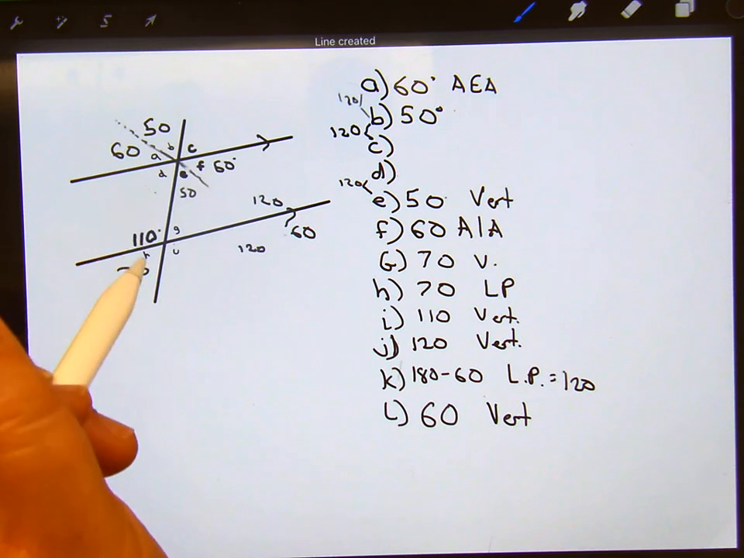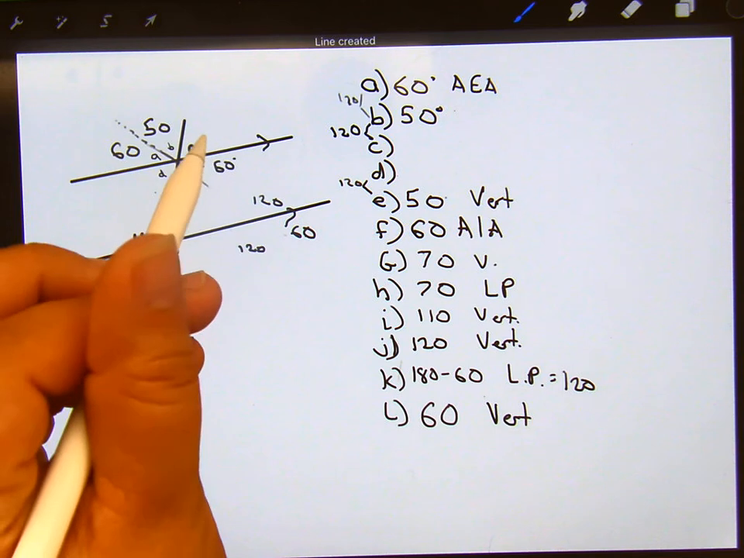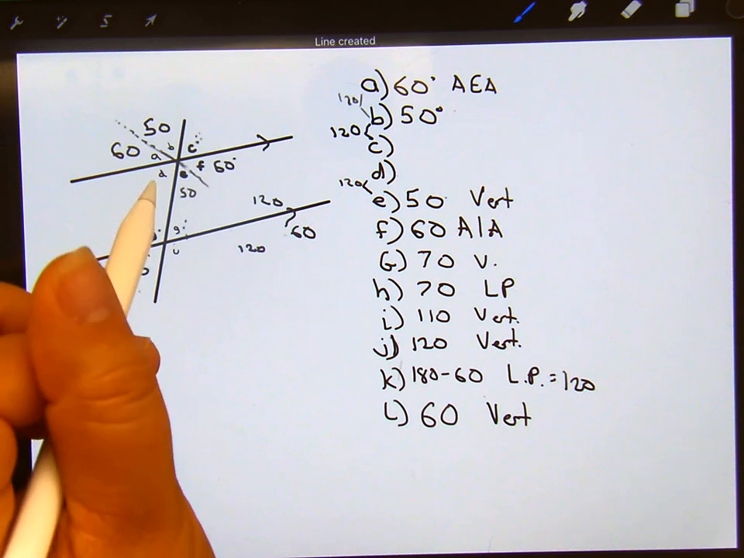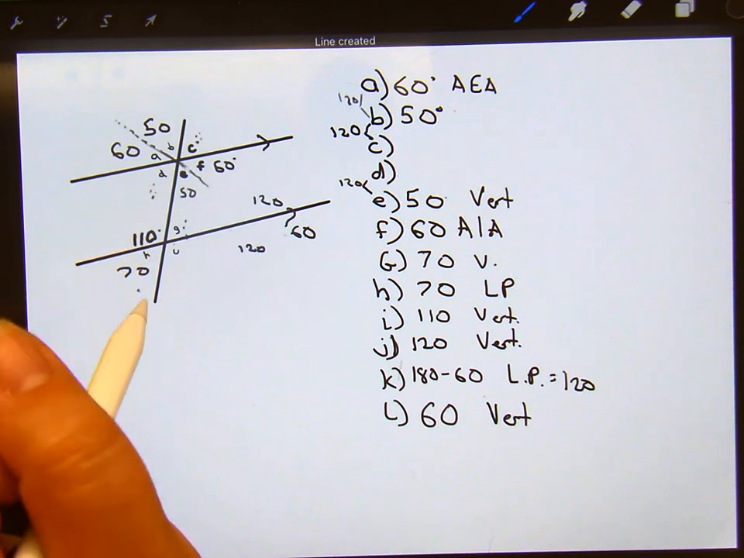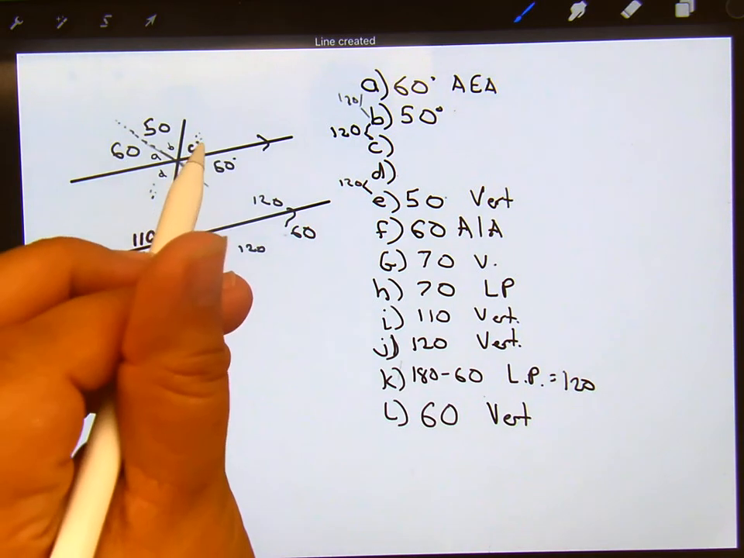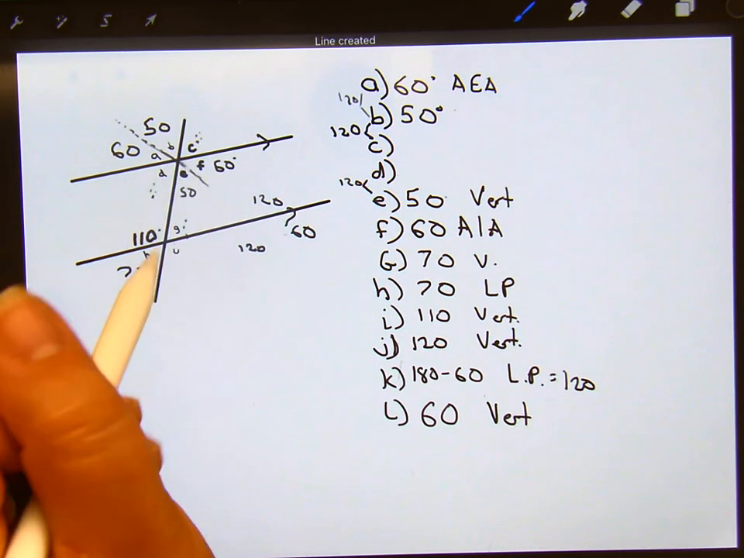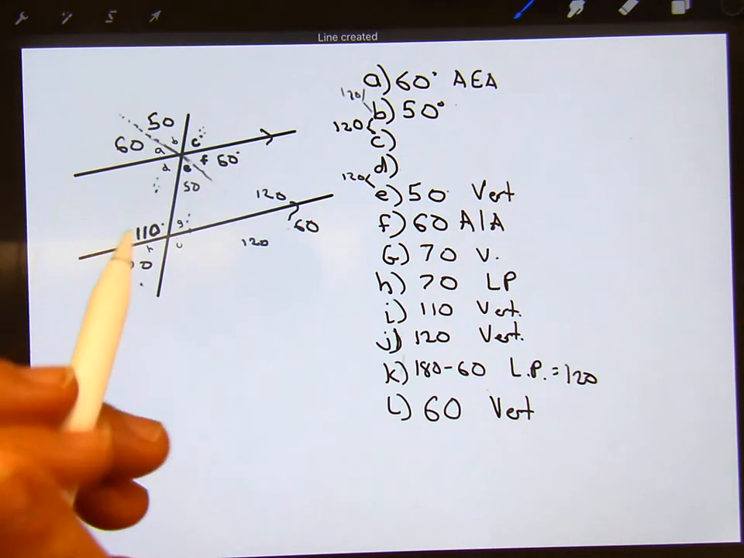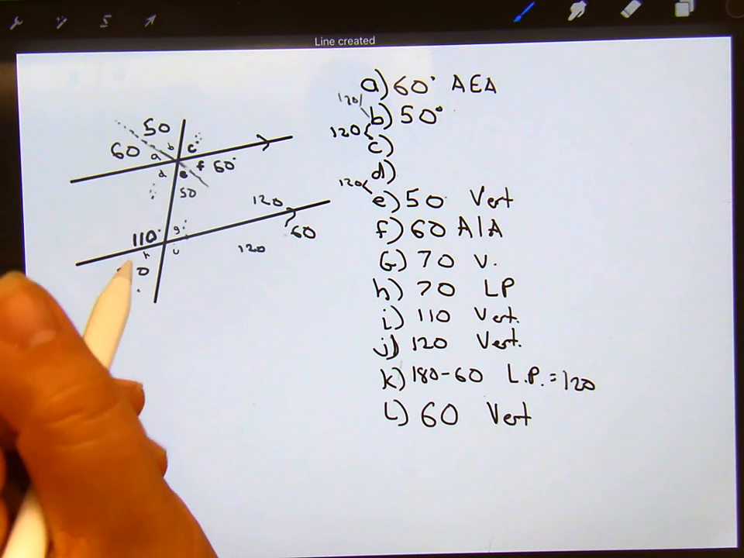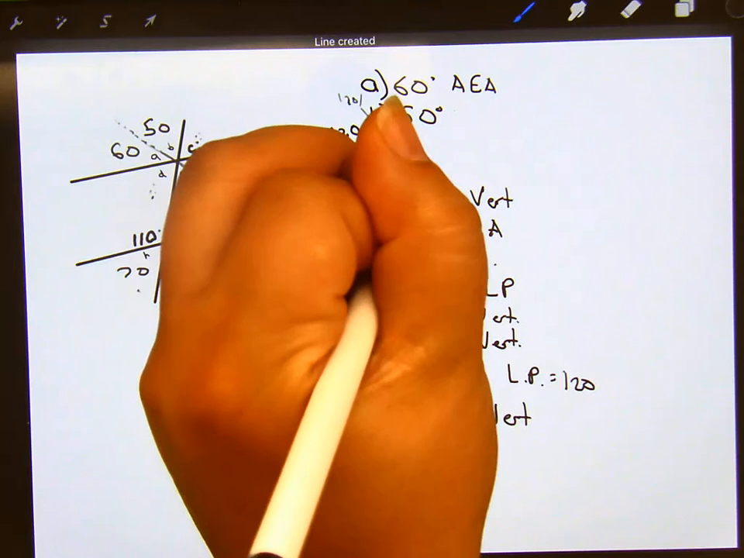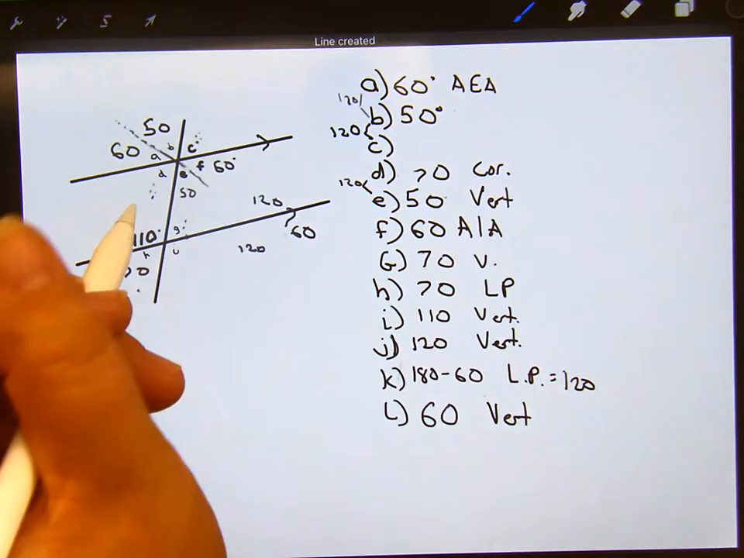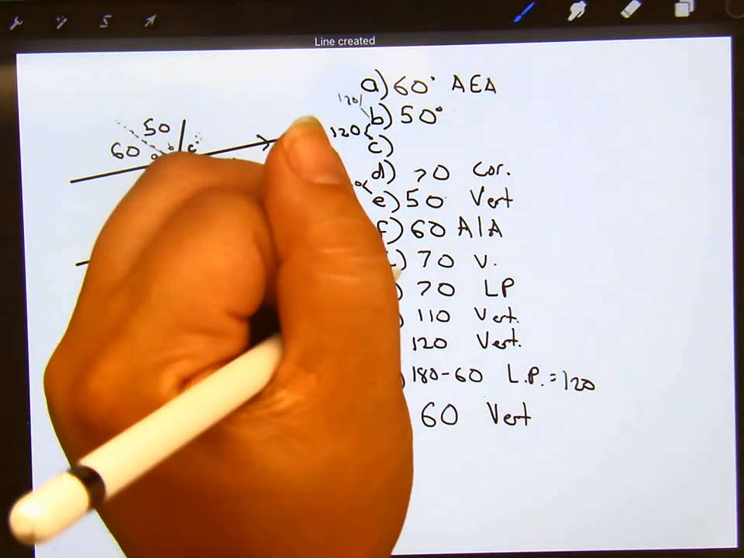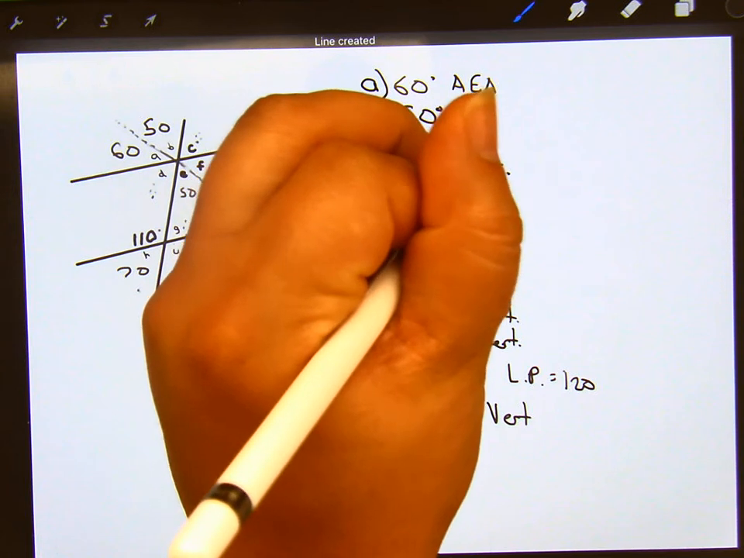Now we can use corresponding angles. G and C are corresponding angles. D and 70 are corresponding angles. Could you also do alternate exterior angle here? Yes, you could. Alternate interior angle here? Yes, you could. That's perfectly acceptable. I just want to use corresponding. So D is going to be 70 because of corresponding. And I'm going to do G and C are congruent because of corresponding.